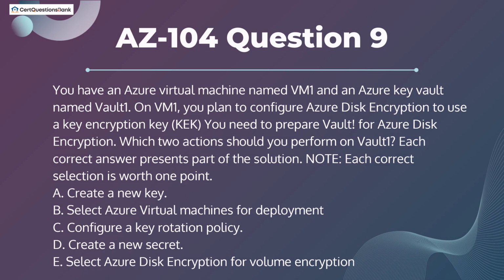You have an Azure virtual machine named VM1 and an Azure Key Vault named Vault1. On VM1, you plan to configure Azure Disk Encryption to use a key encryption key, KEK. You need to prepare Vault1. For Azure Disk Encryption, which two actions should you perform on Vault1? Each correct answer presents part of the solution. Note: each correct selection is worth 1 point.